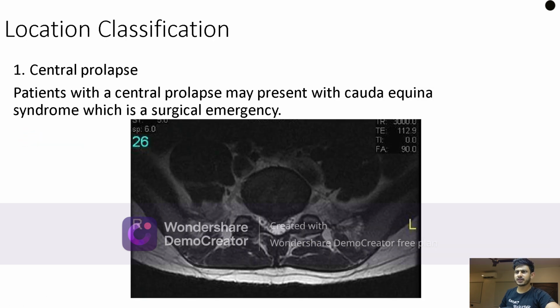So according to the location classification, patients with a central prolapse may present with cauda equina syndrome, because there's a compression of the spinal canal and reduced space in the spinal canal, and it also directly compresses the dural sac. As you can see, the disc material is herniating evenly and it's purely central.